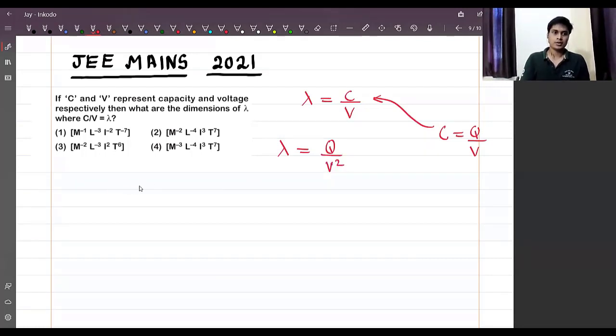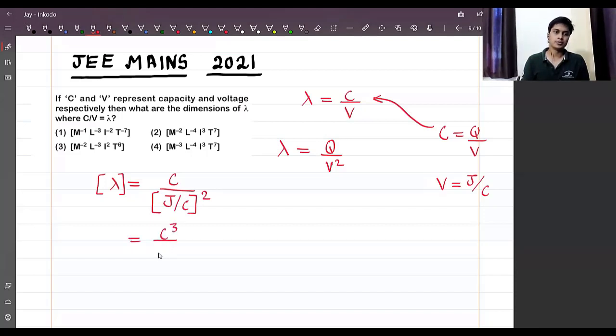Now, if you want to write the unit of voltage, it is joules per coulomb. So for charge, the unit is coulomb, divided by joules per coulomb whole thing squared. So this will become coulomb cube per joule square. And to write the dimensions, coulomb is current into time. So I cube into T cube.